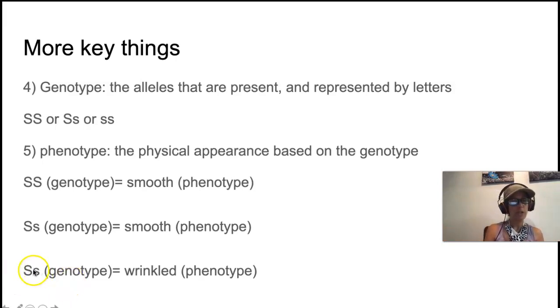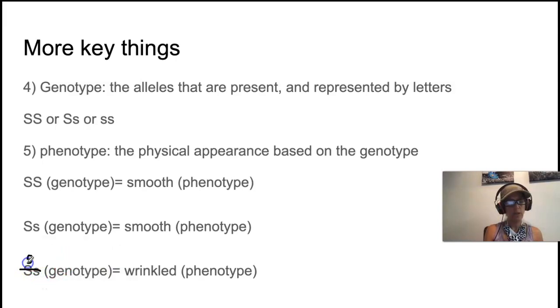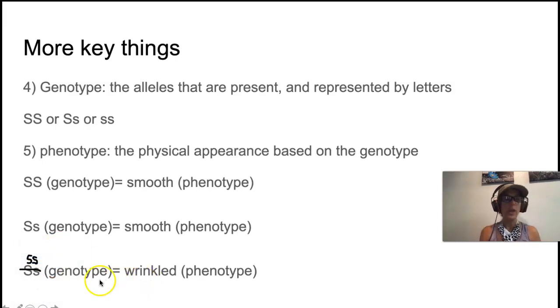And I mistyped this. It should be two lowercase s's. Let's just fix that with the pen. Lowercase s, lowercase s, two lowercase s's. That is the homozygous recessive genotype. I want to get this back to the arrow. There we go. Giving us the wrinkled phenotype.